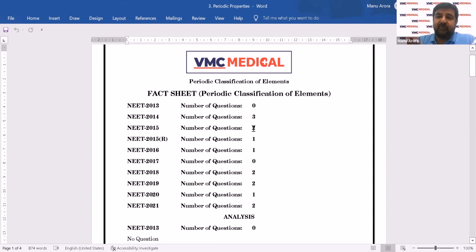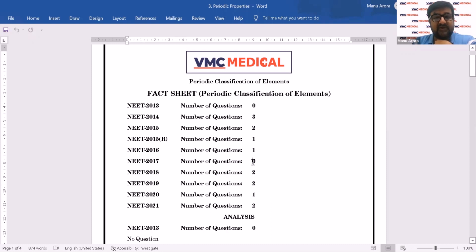A lot of questions from periodicity also have a link with P block elements, so the questions are kind of gray. They can fall under P block, they can fall under periodicity, but I picked up questions which are very typically from periodic classification. In the repeat paper, we had only 1 question.